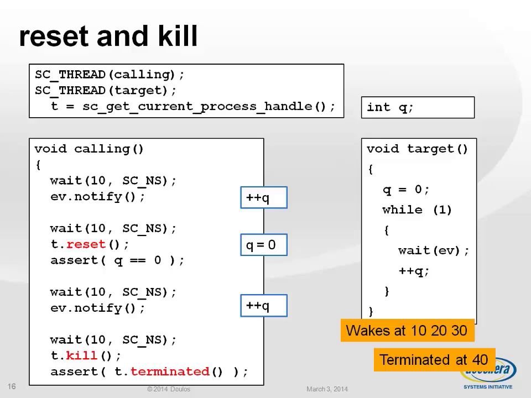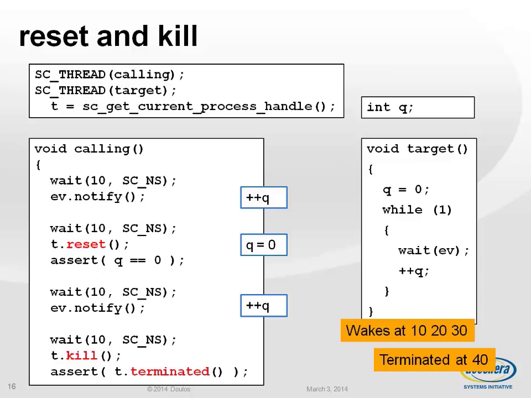So all of the process control methods in the current SystemC standard work on handles to processes. Processes have had handles for a long time, but in the current standard, process handles got a lot more powerful and useful. So now anytime you've got a process, you can get a handle to that process. So here we've got two threads, calling and target, and we're grabbing a handle to the target process.